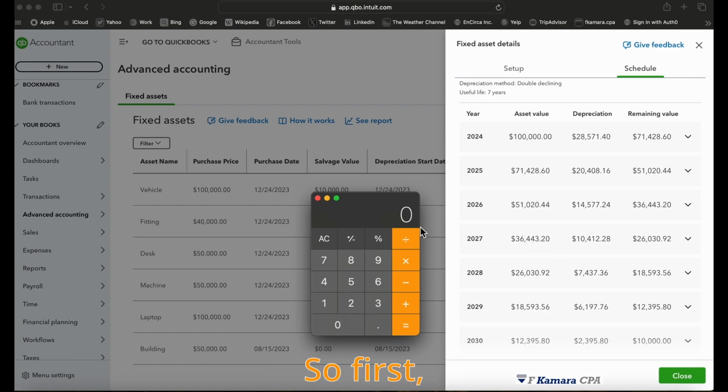Let's just prove it. This is the double declining method. So first, we say 100 divided by 7, which is the useful life, which gives us 14.28, times 2 because we're using the double declining method. So our depreciation rate will be 28.57. Let's just keep it that way. So if we say now the cost, 100,000 times 0.2857, you see it gives us 28,571.40, because of the rounding of the numbers.